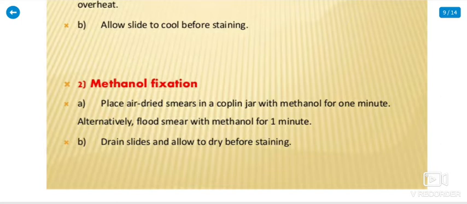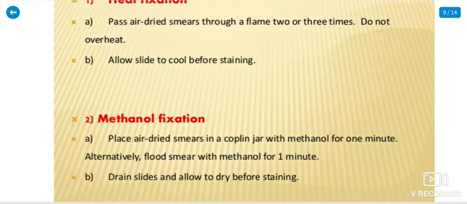Again, you have to drain the slide to allow it to dry before staining.